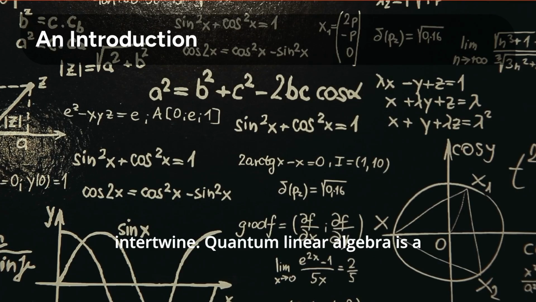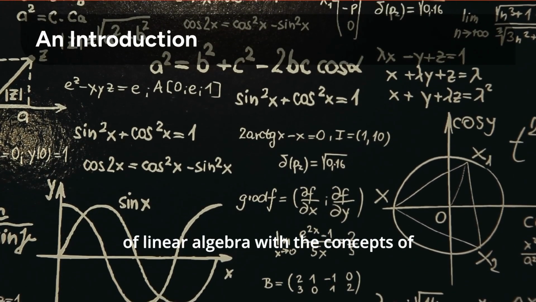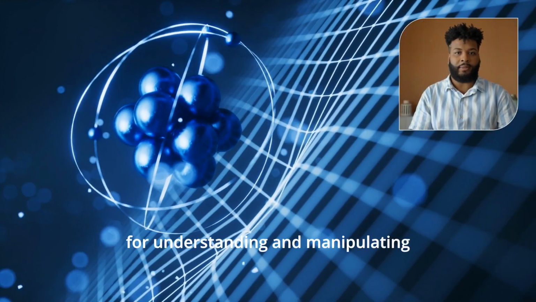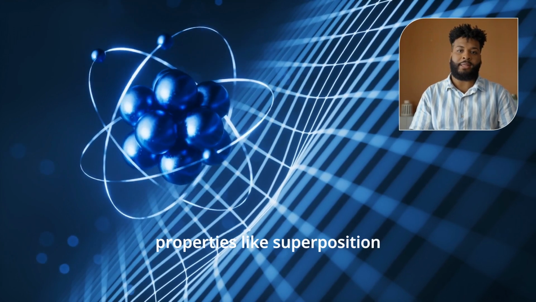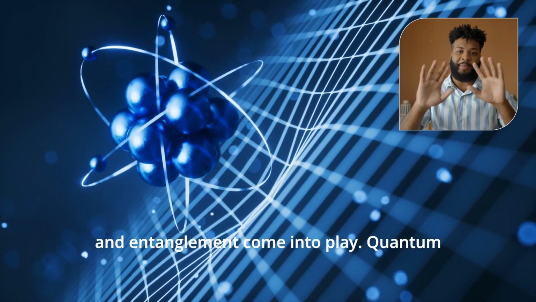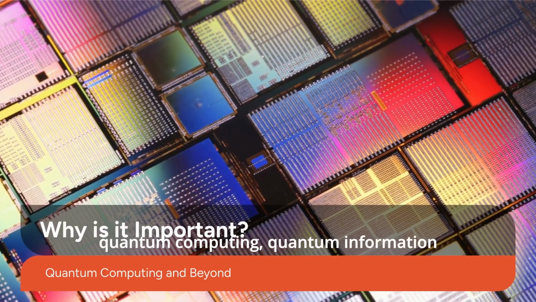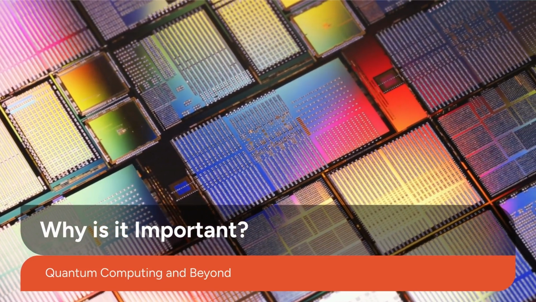Quantum linear algebra is a branch of mathematics that combines the principles of linear algebra with the concepts of quantum mechanics. It provides a mathematical framework for understanding and manipulating quantum systems, where properties like superposition and entanglement come into play. Quantum linear algebra is essential for understanding quantum computing, quantum information theory, and quantum cryptography.